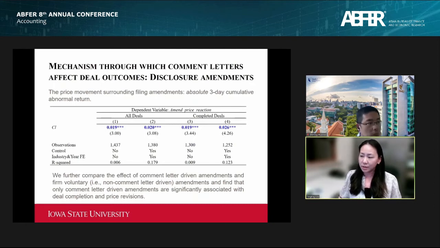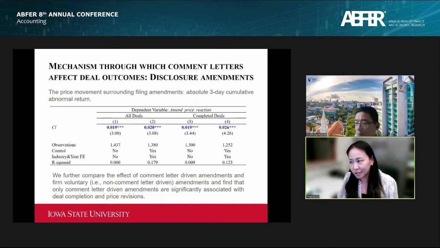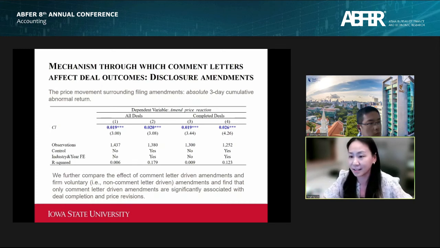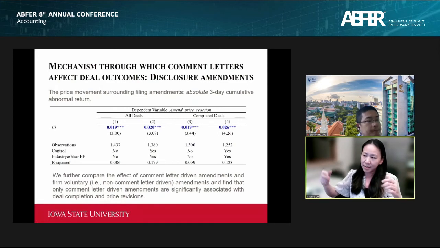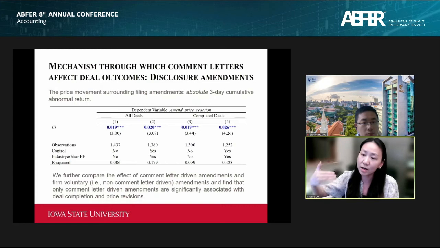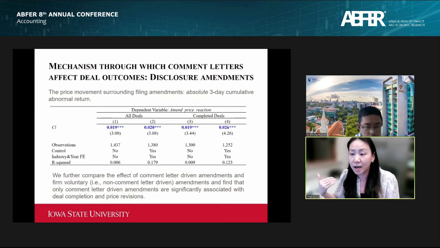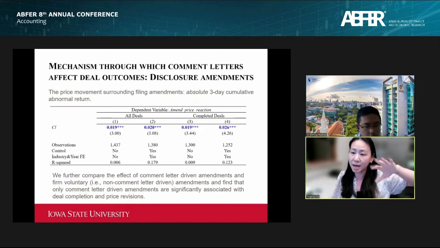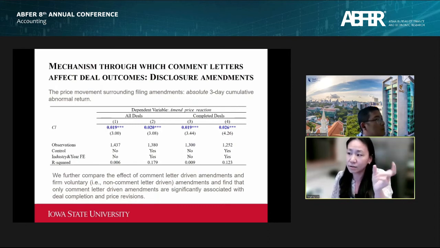So to convince the reader that the receipt of the comment letter is not likely to be driven by an omitted variable, we spend some effort investigating the mechanism. Our conjecture is that the association between comment letter and deal outcome is through additional information disclosed in those amendment filings, induced by the review process. If that is true, we can test the market reaction around the filing of those amendments responding to the review process. If the information disclosed in the amendment is material enough to drive the price movement, then we should find a significant association between the amendment filing and the price movement, around a 3-day window.